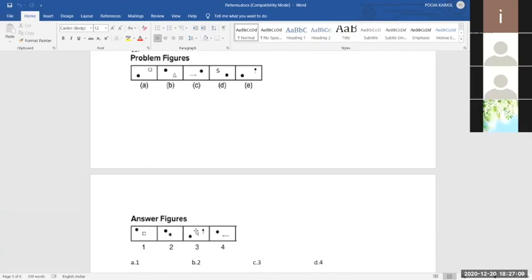Ma'am, for general science, Akhilesh sir has already discussed. He has given us some topics and we do research on that. Okay, what are the topics? Can you explain? Tell me. Yeah, just a second, ma'am.